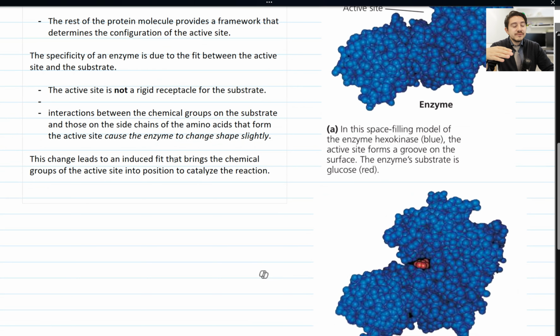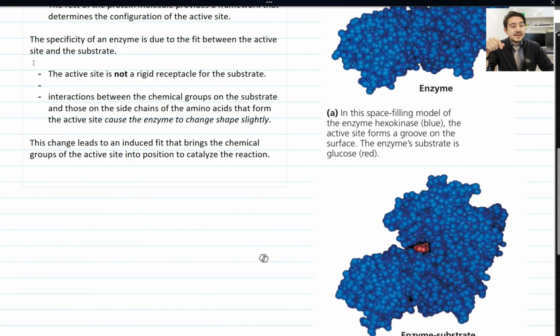Okay, the specificity of an enzyme is due to the fit between the active site and the substrate. All right, we're going to look at this in a little more detail, but the active site itself is not a rigid structure, right? It's not like a solid cement structure that you just plug in like a Lego. So it is breathable, if I can say, and it is a little bit flexible. Okay, we're going to see that induced fit later on.